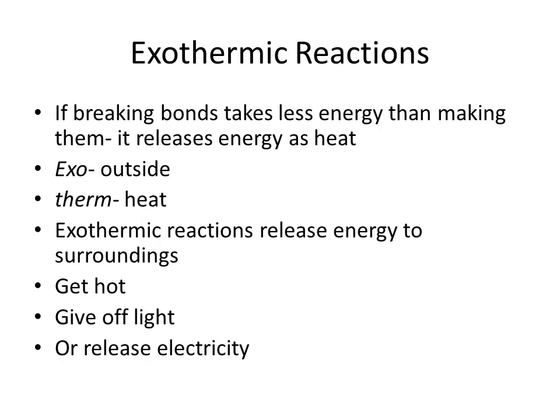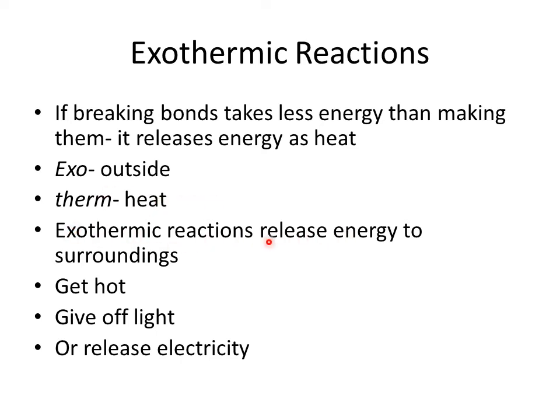Okay, so we've got two types of reactions. We have exothermic reactions, and that's when the bonds take less energy to break than making them, it releases energy as usually heat or sometimes as light or something else. Exo means outside, and therm means heat. So what does this mean?